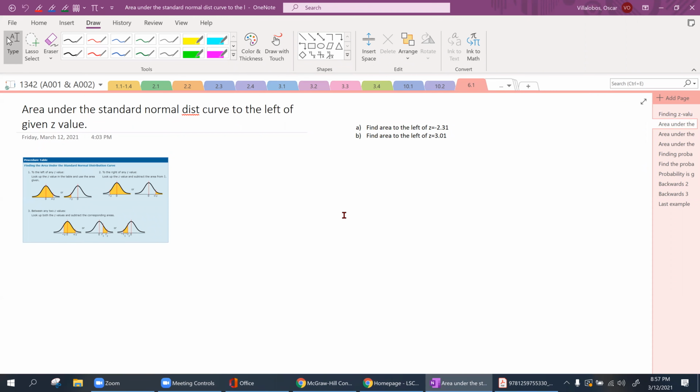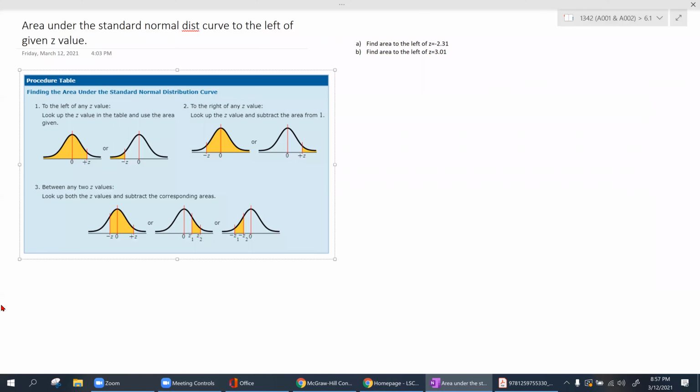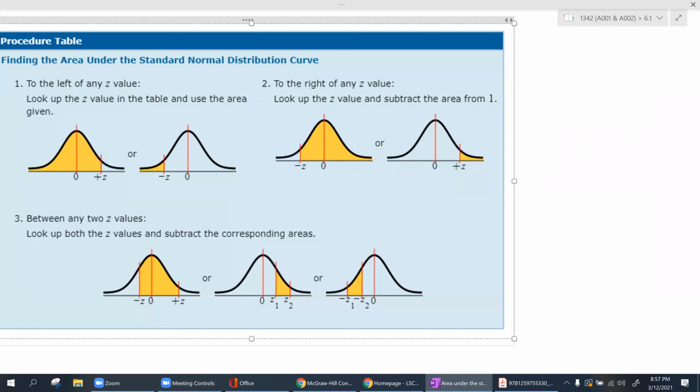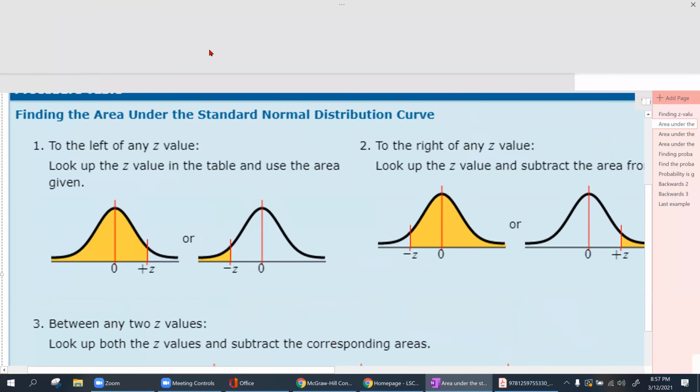What we're going to be doing is finding areas under this curve. There are three different possibilities. If you're asked to find the area to the left of the z value, all you have to do is locate that z value in the table, and that value gives you this entire area. Let's go ahead and get a highlighter.